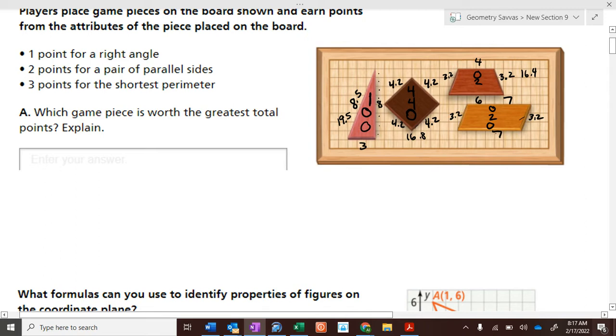So the triangle only scores 1 point. The square scores 8 points. This thing scores an extra 3, so it gets 5 points. And this one only scores 2 points, so the square wins.